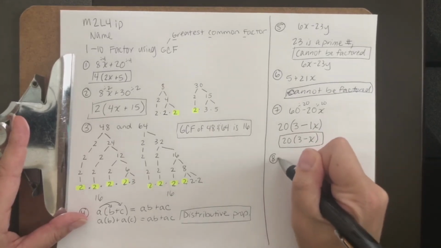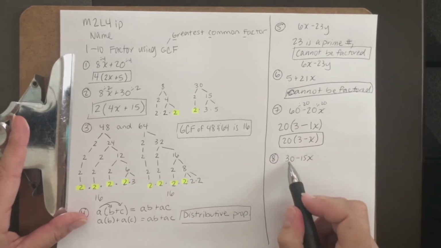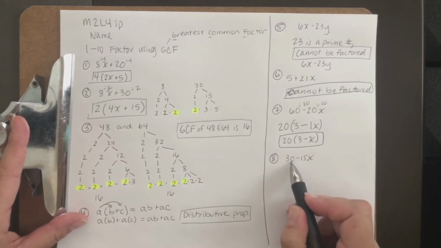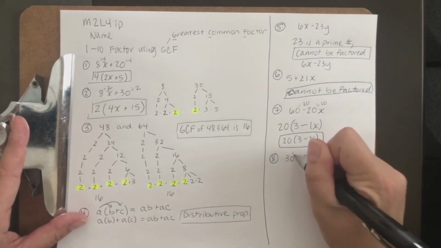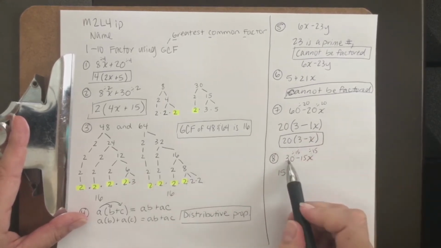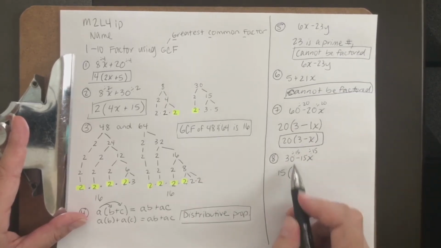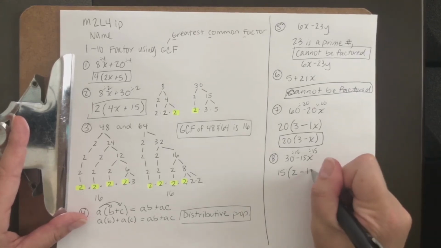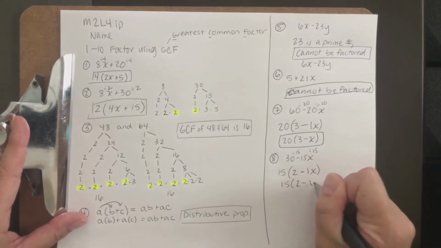Number 8, 30 minus 15x. I know 30 is divisible by 15. You guys should know that too. 15 is half of 30. So let's divide out 15. 30 divided by 15 is 2, right? 2 15s is 30, or 15 times 2, minus 1x, and then we'll rewrite that, 15 parentheses 2 minus x.